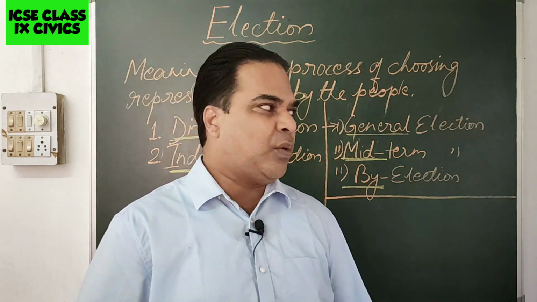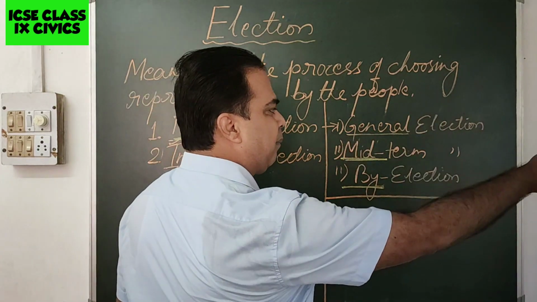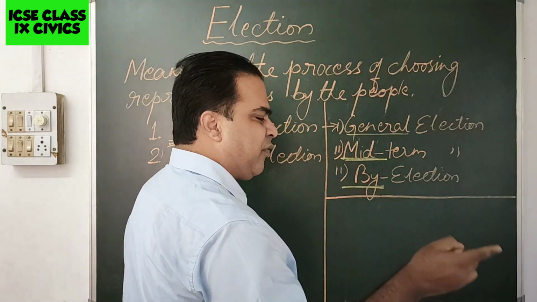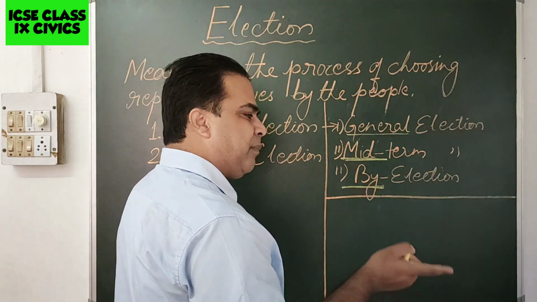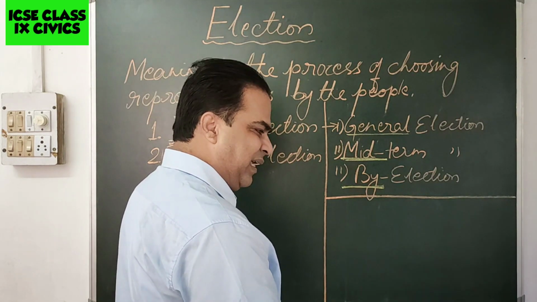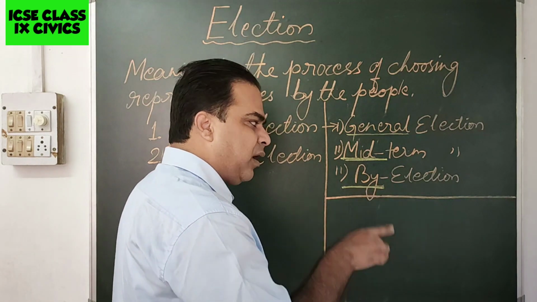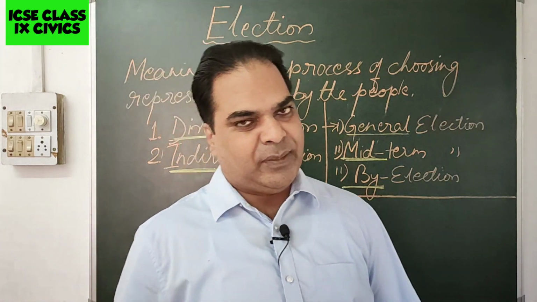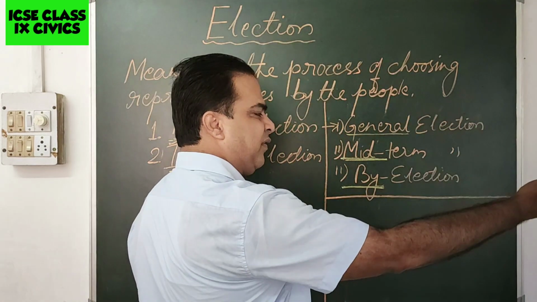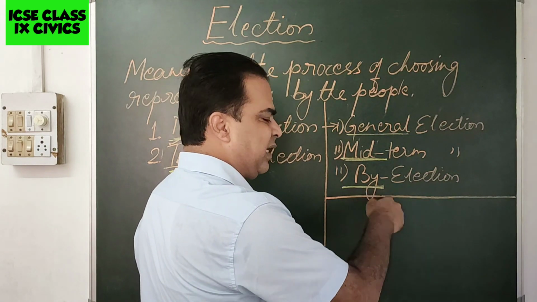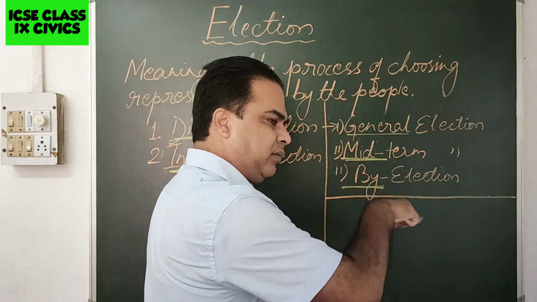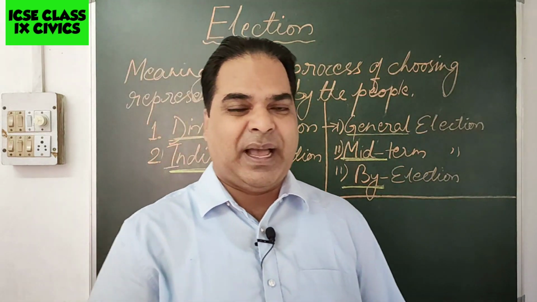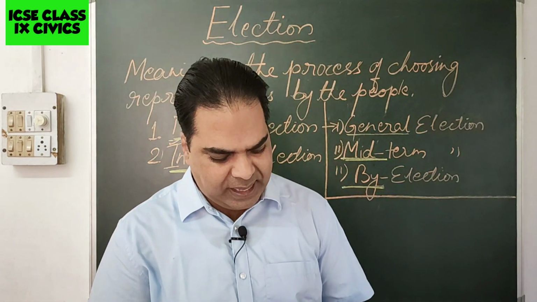Did you understand? So once again, general election after the completion of the full 5-year term. Mid-term, in the middle of the term. By-election, if the seat falls vacant, or if a member of the parliament or legislature dies, then the election which is held or conducted to fill that seat is known as by-election. These two are clear. General, 5 years. Mid-term, in the middle of the term. And here, if any of the members dies or resigns, then the election which is held is known as by-election.